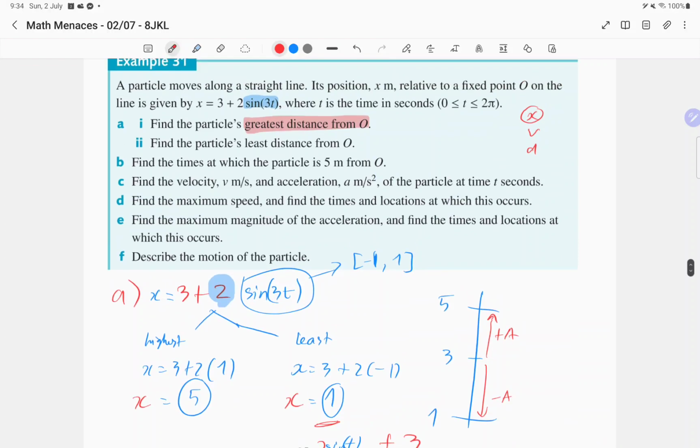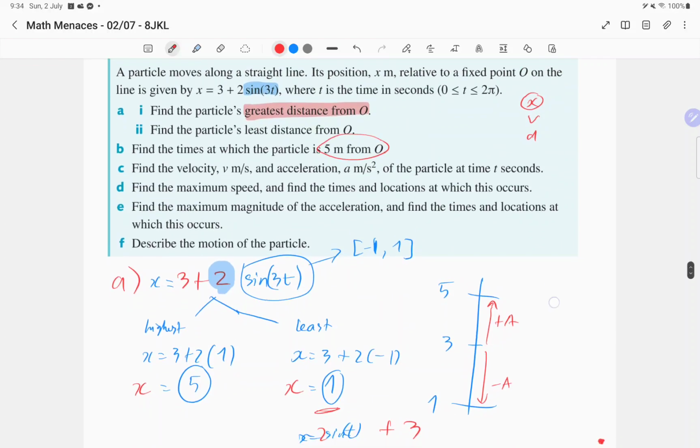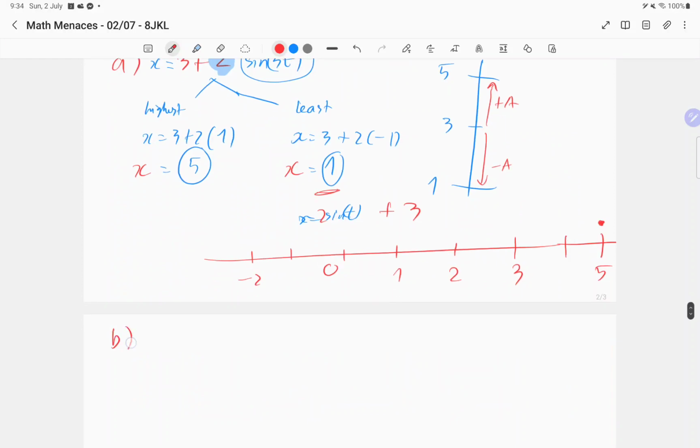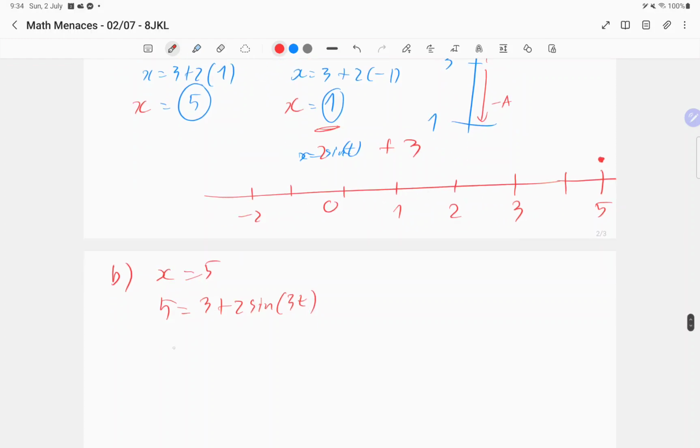And then find the times at which the particle is 5 meters from O. Okay, now this one is a little bit tricky. The times at which the particle is 5 meters from O, so x equals 5. Then I substitute that into the equation, 3 plus 2 sine 3t. And then subtract 3 divided by 2, so you get sine 3t equals 1. How do we solve this?